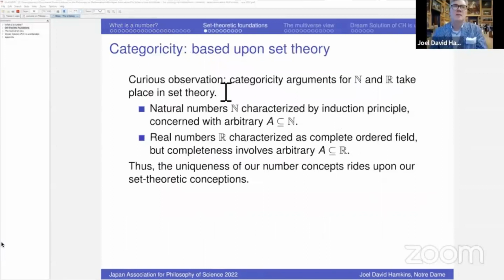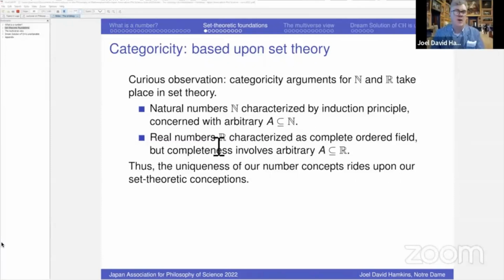So let me move now to some set theoretic foundations. This is based on the curious observation that the categoricity arguments for the natural numbers and for the real numbers take place in set theory. The natural numbers are characterized by the induction principle, the third axiom of Dedekind. But this is a second order axiom, quantifying over arbitrary subsets of the natural numbers.